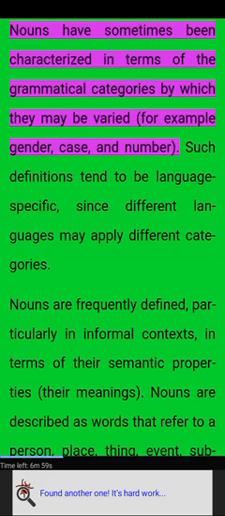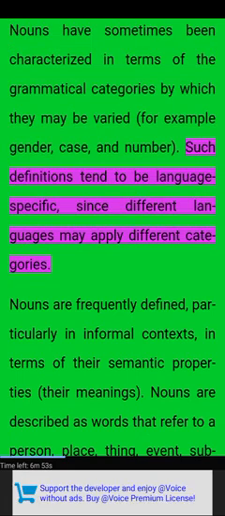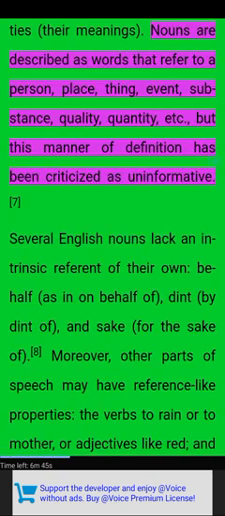varied, for example gender, case, and number. Such definitions tend to be language-specific, since different languages may apply different categories. Nouns are frequently defined, particularly in informal contexts, in terms of their semantic properties, their meanings. Nouns are described as words that refer to a person, place, thing, event, substance, quality, quantity, etc., but this manner of definition has been criticized as uninformative.